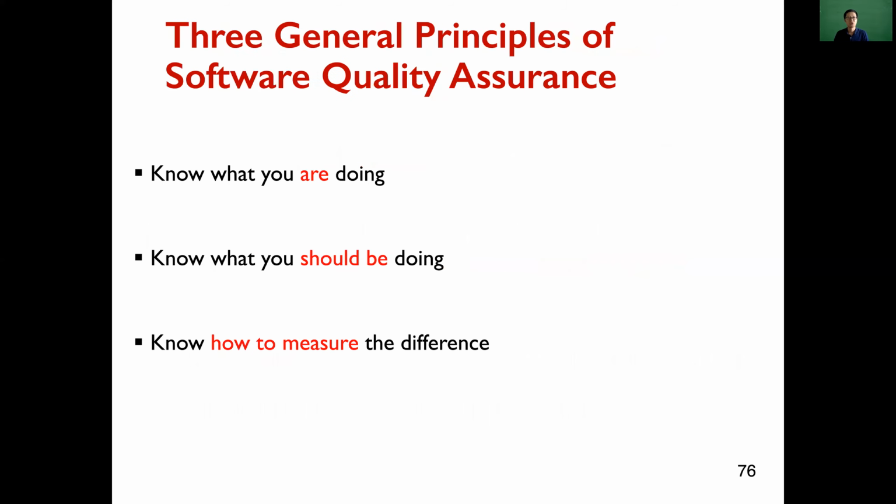There are three general principles of software quality assurance. The first one is know what you are doing. The second one is know what you should be doing. The third one is know how to measure the difference between what you are doing and what you should be doing.